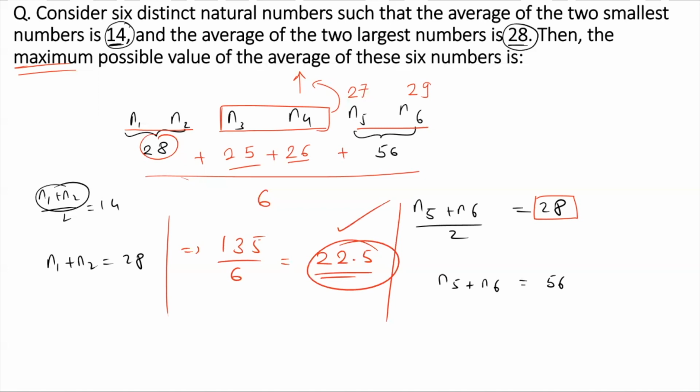Pretty simple question. The only thing to understand is n3 and n4 should be as high as possible. Since they are distinct natural numbers, n5 and n6 can be maximum 27 and 29. That gives us the values of n3 and n4, 25 and 26. The maximum value of the average is 22.5.